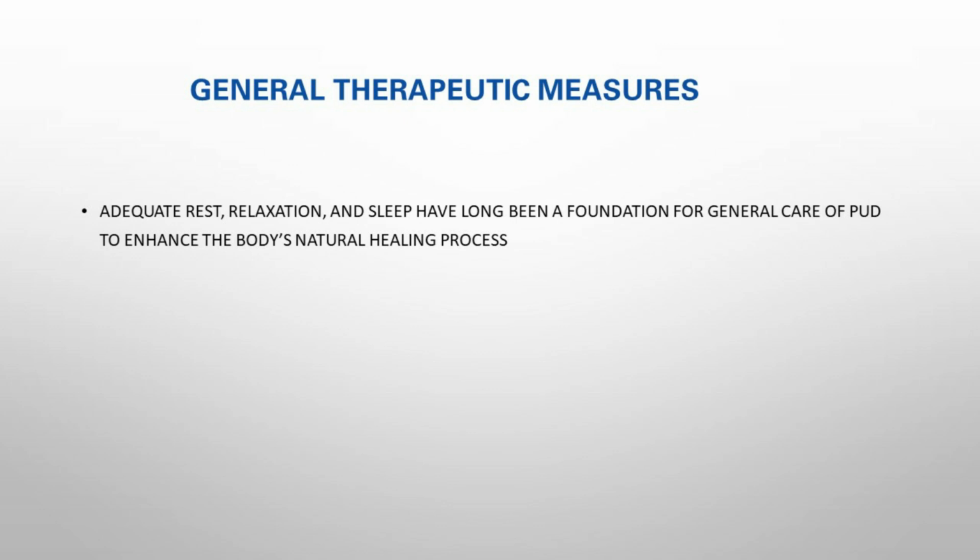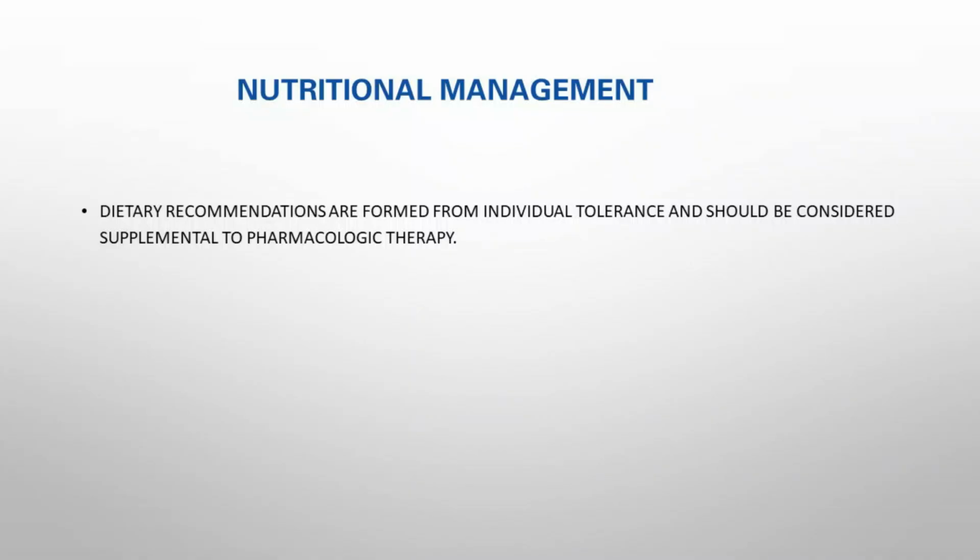Last one is antibiotics. Drugs of this type are used to control the H. pylori infection associated with peptic ulcer disease. Treatment using one or two antibiotics, such as amoxicillin, pharmacologic therapy, is the treatment of choice for peptic ulcer disease.